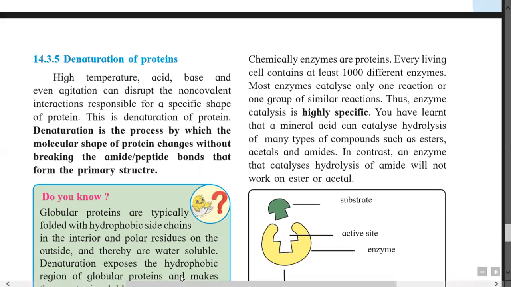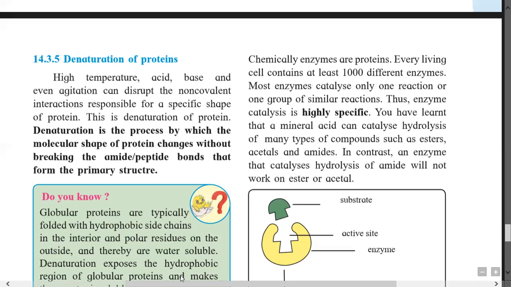So at high temperature, in the presence of acid or base, or by agitation, we can disrupt the non-covalent interactions responsible for the specific shape of protein. This specific shape of protein is due to non-covalent interactions. So this process is called denaturation of protein.